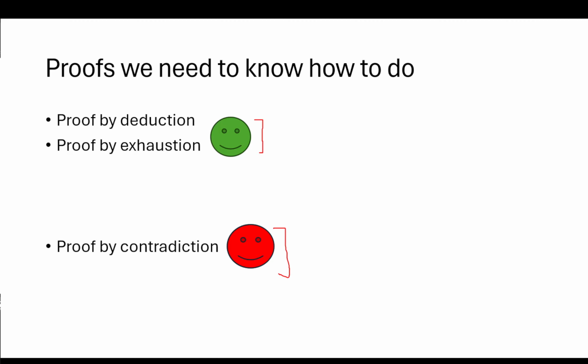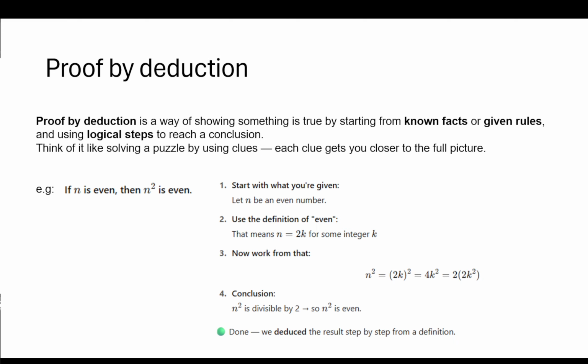Our 3 proofs are proof by deduction, proof by exhaustion, and proof by contradiction. I think in GCSE you would have done both proof by deduction and proof by exhaustion, but they wouldn't have named them like that. Proof by contradiction would be completely new to you.